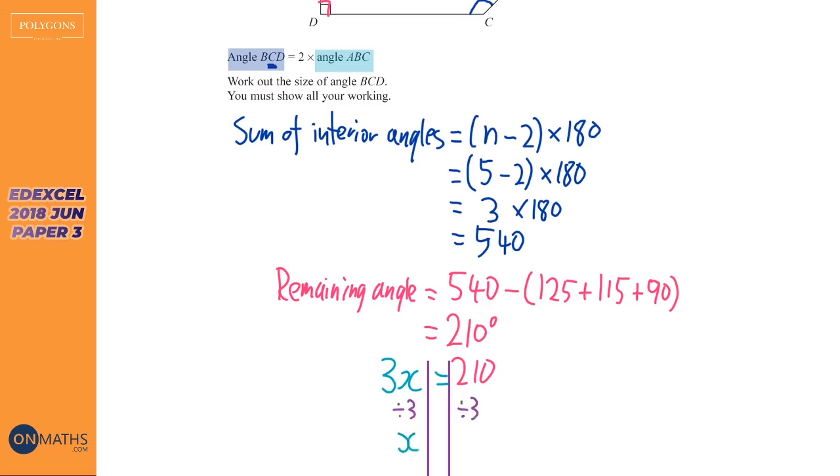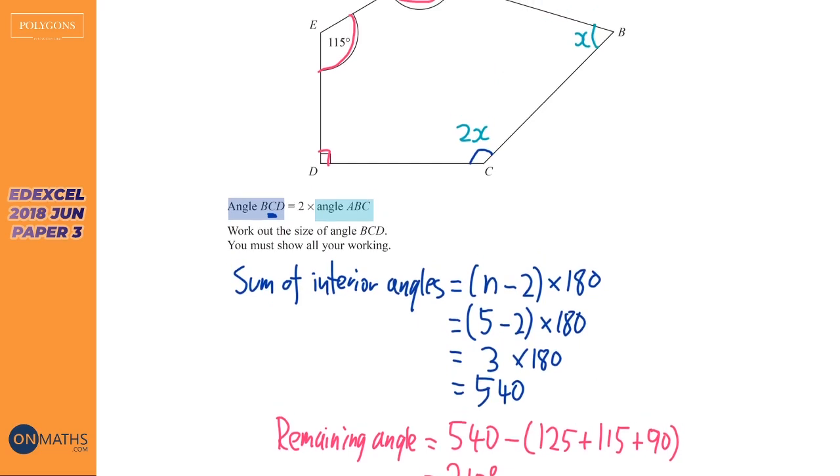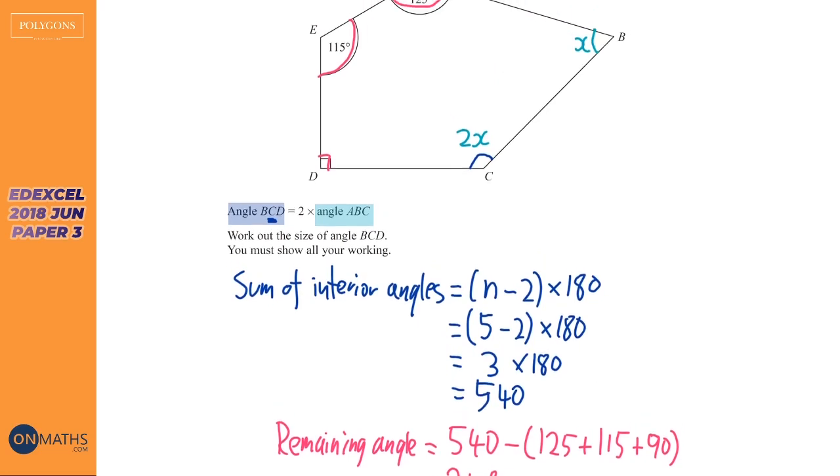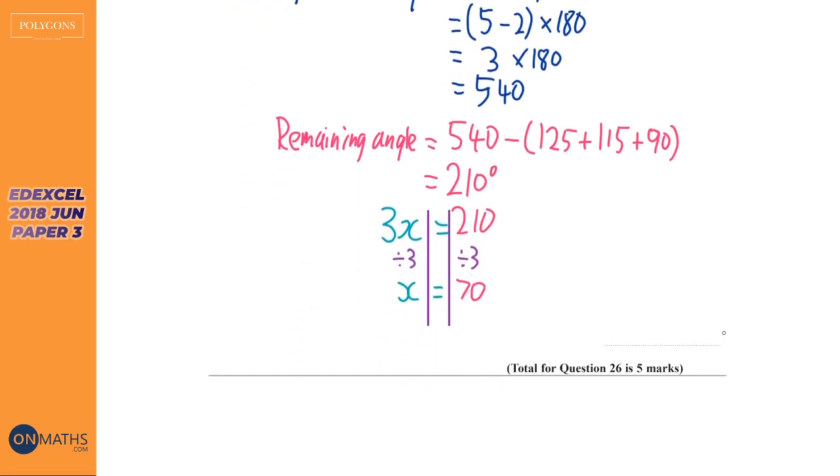And we've got x equals, and to get my calculator, you should be able to do this in your head because 210 divided by 3 is 70. So x is 70. It wants us to work out the size of the angle at BCD. Now BCD is 2x, so therefore we can just times both sides by 2. There we go, and it gives me the answer of 140 degrees.